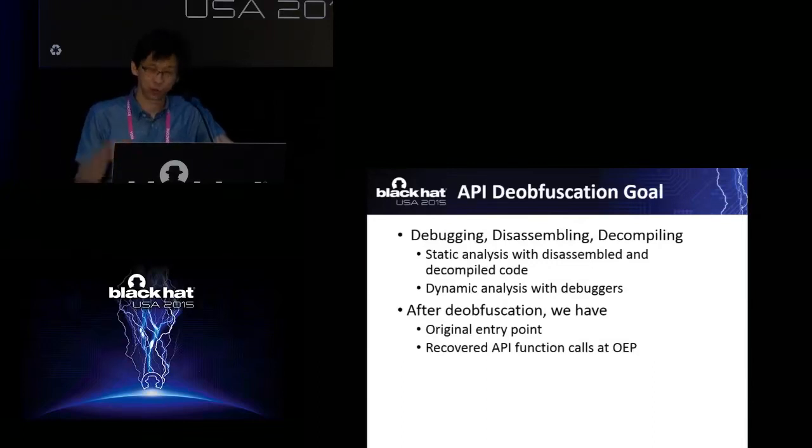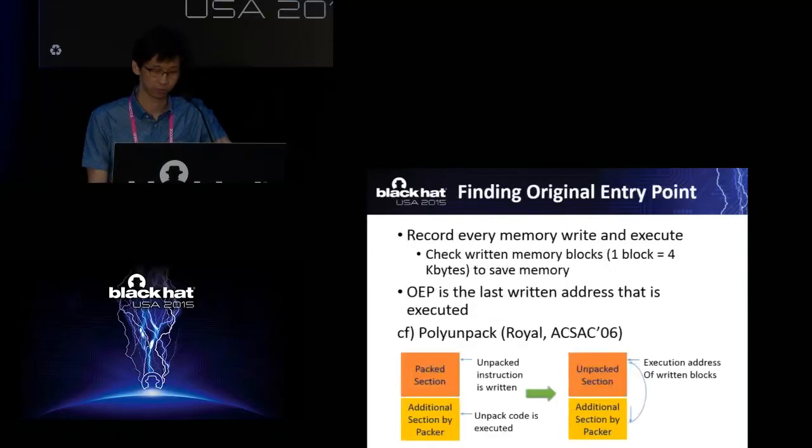That is used for debuggers and disassemblers. And I want to recover API function calls at the original entry point. Finding the original entry point is somewhat easy. In 2006, Paul Royal wrote a paper called PolyUnpack. He opened his tool online, so we can use it, but it's very slow.